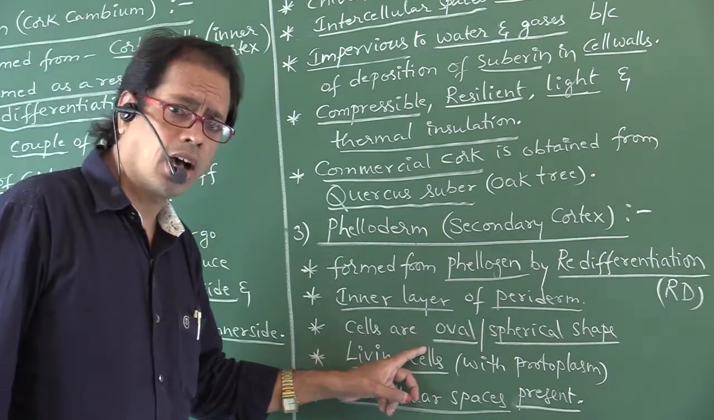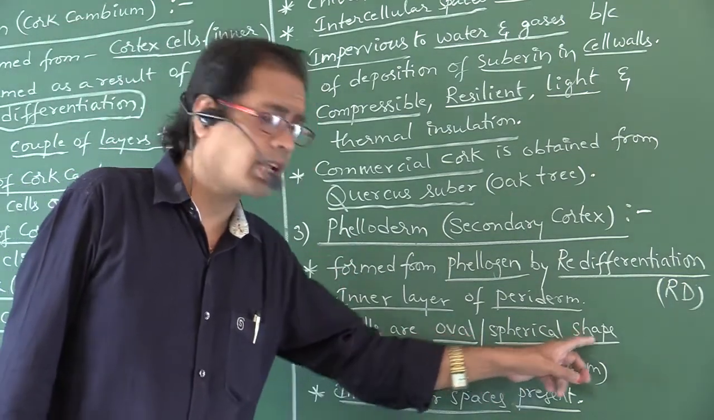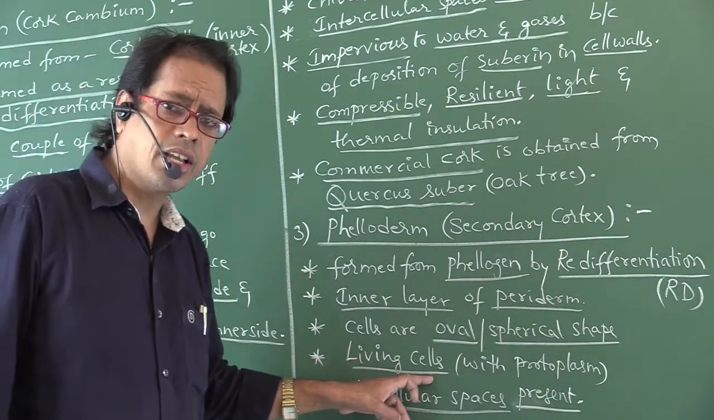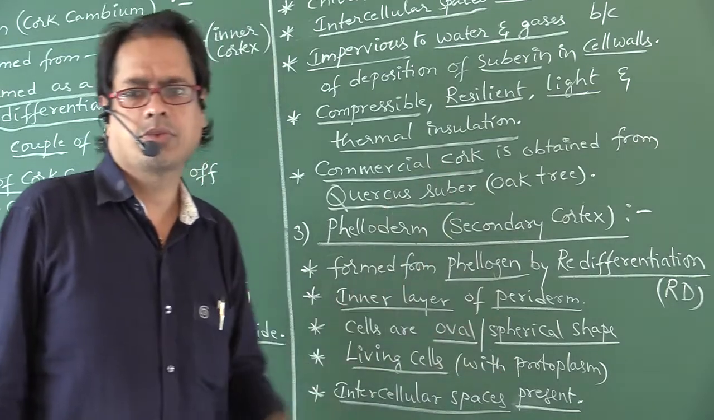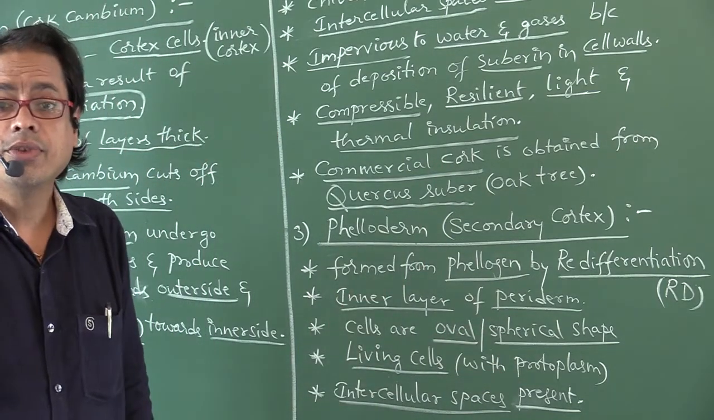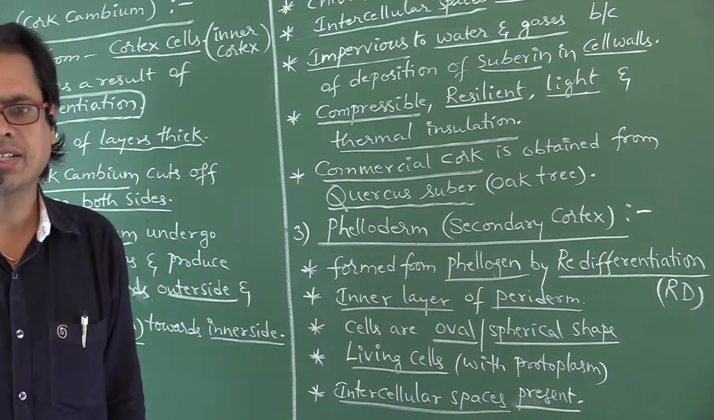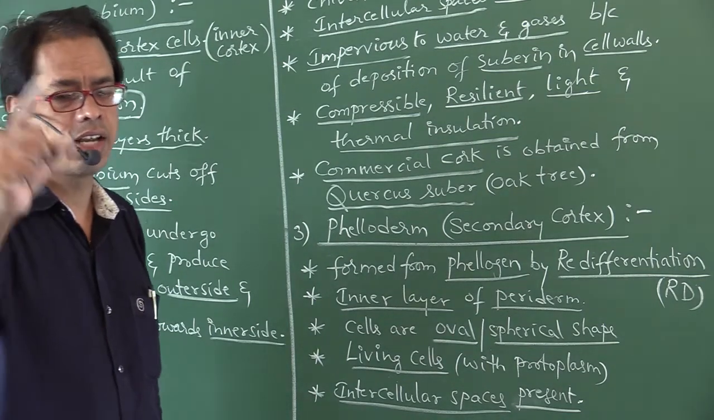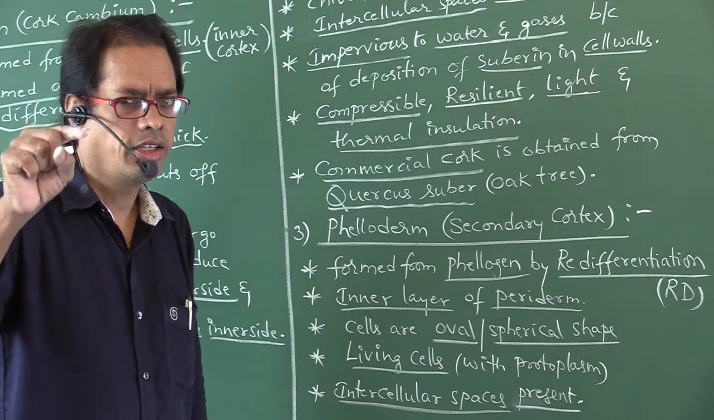Next, cells are oval or spherical shape. These are living cells. What are living cells? Living cell means with protoplasm. What is a dead cell? A cell without protoplasm is called a dead cell. Cork is a dead cell.